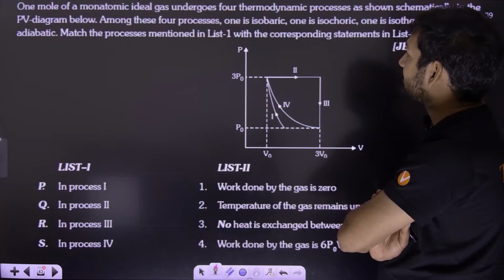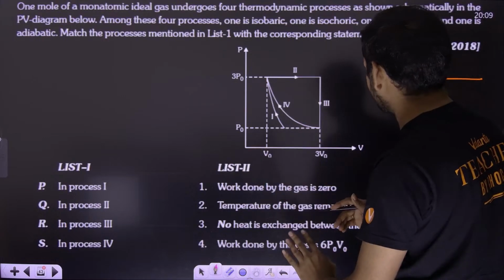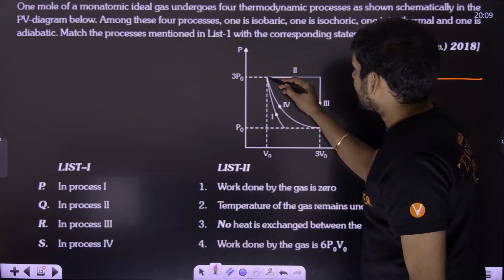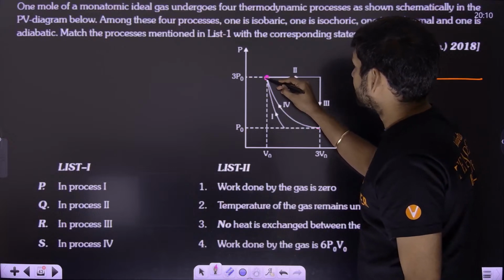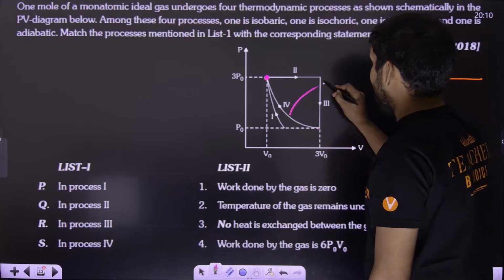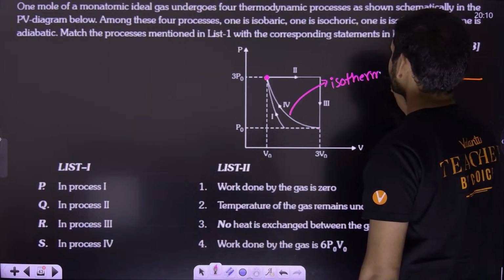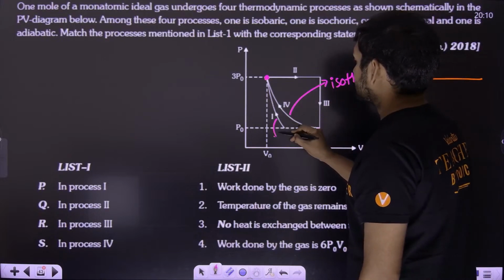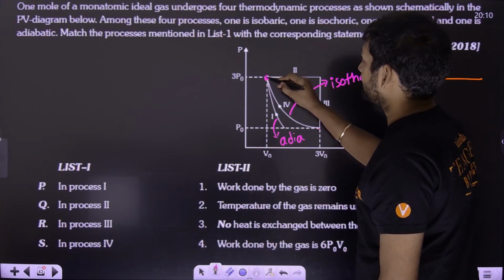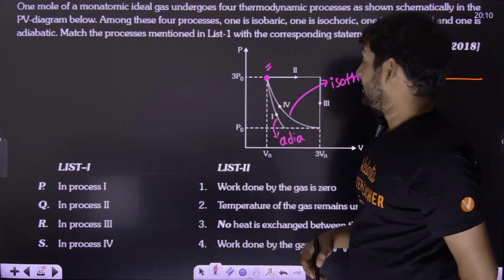Match the processes mentioned in list 1 to the corresponding statements in list 2. In process 1, where is process 1? Oh, we have process 1 here and process 2 here, and they are starting at the same point, or you can say they are ending at the same point. If this is the case, then this one is going to be isothermal and this one is going to be adiabatic. You can see if they start at the same point here, then the top one is going to be isothermal, the bottom one is going to be adiabatic.